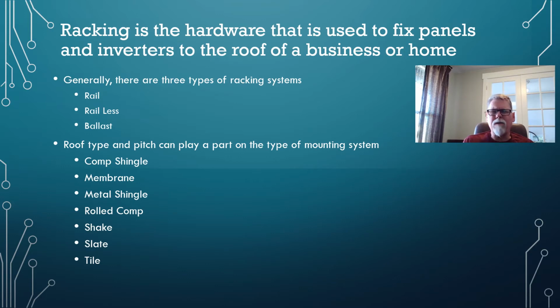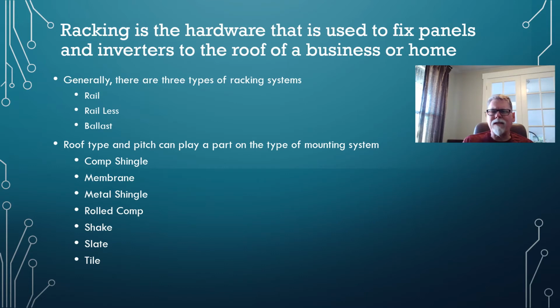Now, there are three basic racking systems that are used in most cases. When I'm referring to this as racking system, I'm talking about putting panels on a roof. There are variations of these systems that are used to mount panels on the ground, what we call a ground mount system. But for this presentation, I'm just going to talk about the racking used for installing solar panels on a residential roof.